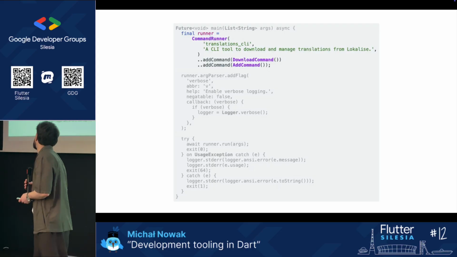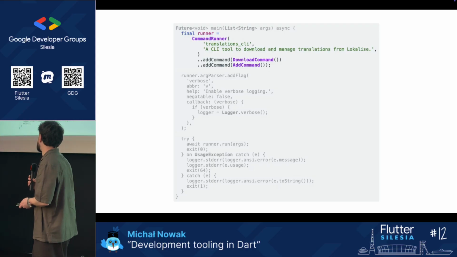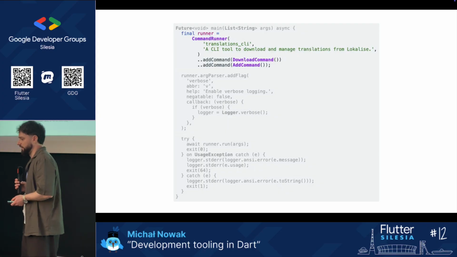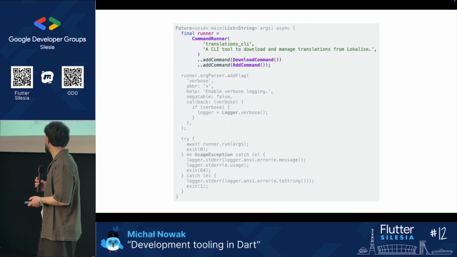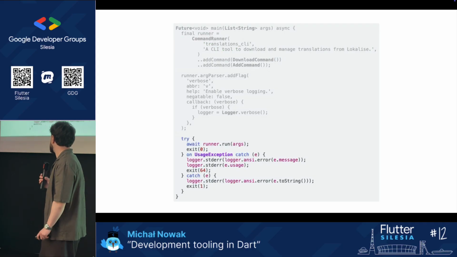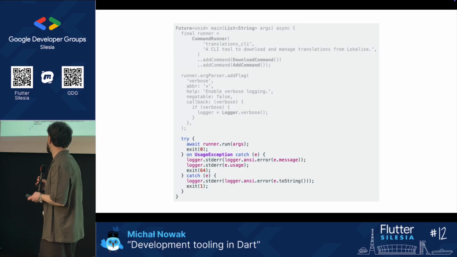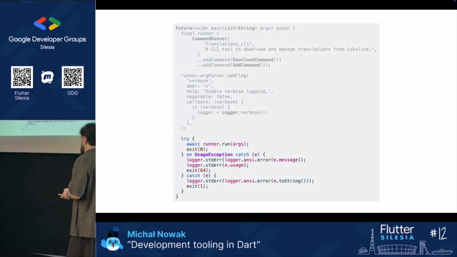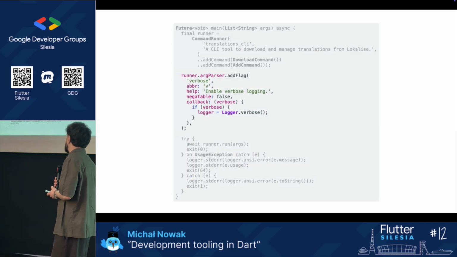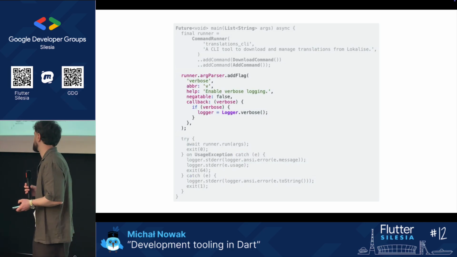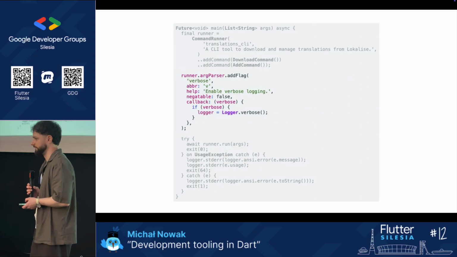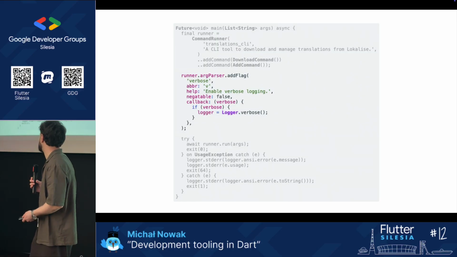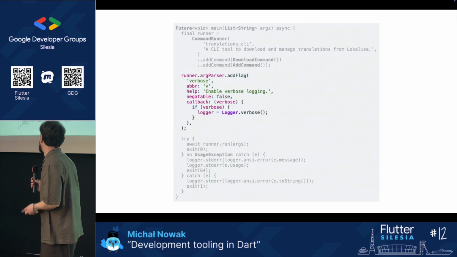So it just allows us to define some commands, which are just some classes, which I'll show you in a second, and then run the runner and react on the errors there, also on the usage exceptions to print out the usage. And similarly to before, we can add some flags. We don't actually need to add the help one because it's defined by default, but we can add the verbose one.